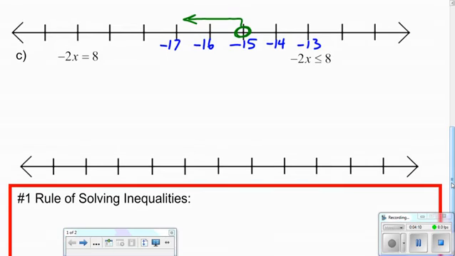Next example. Okay, so negative 2x equals 8. So negative 2 is being multiplied by x. We're going to divide both sides by negative 2. So that we get x equals negative 4. Now when we do the inequality, so we're going to divide by negative 2. So x is less than or equal to negative 4. So put my boundary point at negative 4.